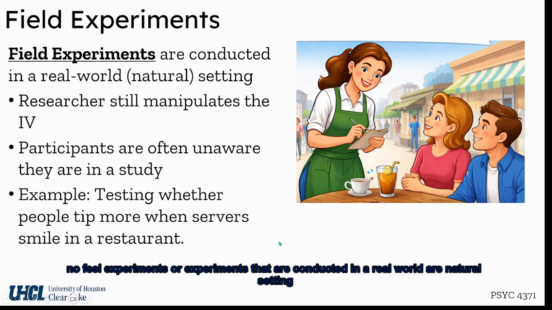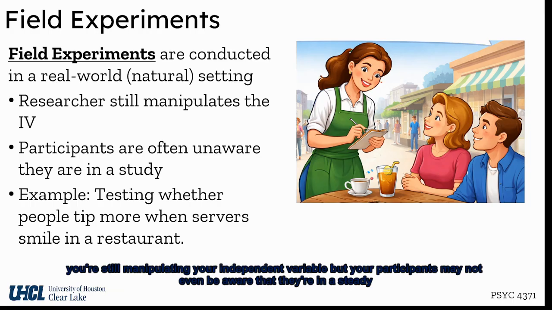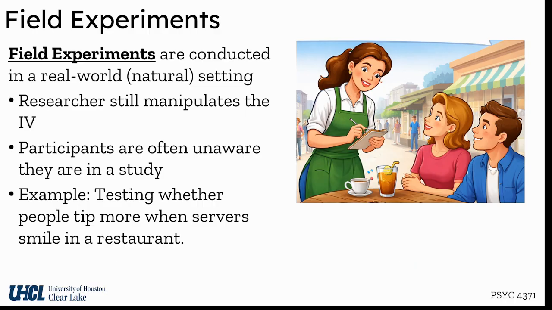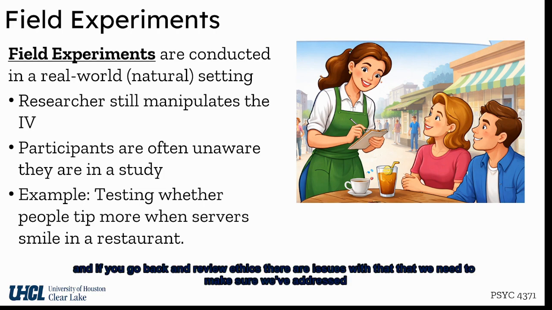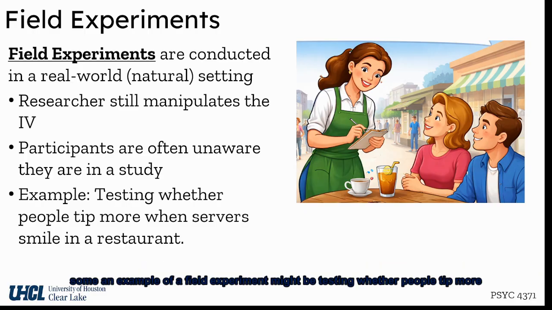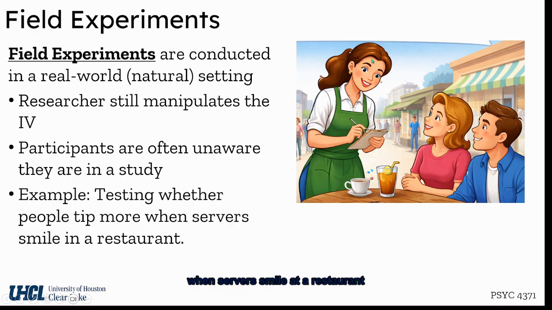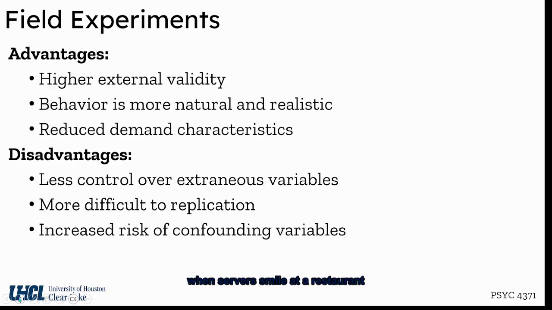Now, field experiments are experiments that are conducted in a real world or natural setting. You're still manipulating your independent variable, but your participants may not even be aware that they're in a study. This might be a situation with deception. And if you go back and review ethics, there are issues with that we need to make sure we've addressed. So an example of a field experiment might be testing whether people tip more when servers smile at a restaurant.